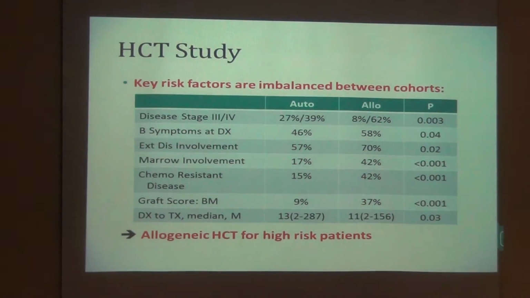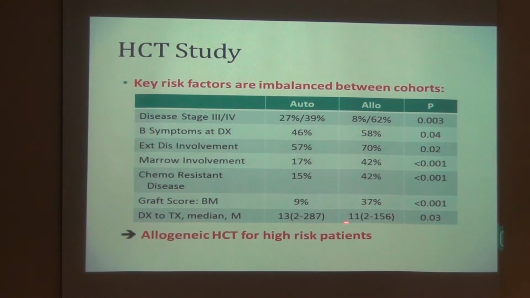Before we do that, first let's see what these two cohorts look like. At the beginning I said the allogeneic transplant is mainly for high-risk patients. Here we can see advanced disease stage: for the allo, 62% are stage 4, compared to autologous transplant, only 39%. B symptoms at diagnosis are 58% versus 46%. All these are significant. Marrow involvement is 42% versus 17%, and extramedullary disease involvement is 70% versus 57%.